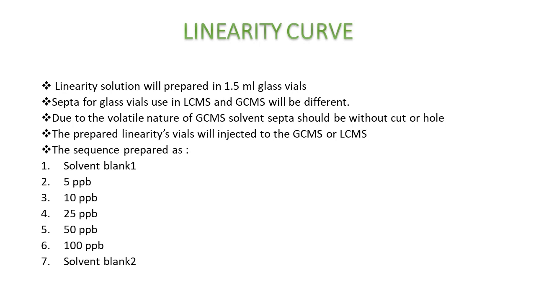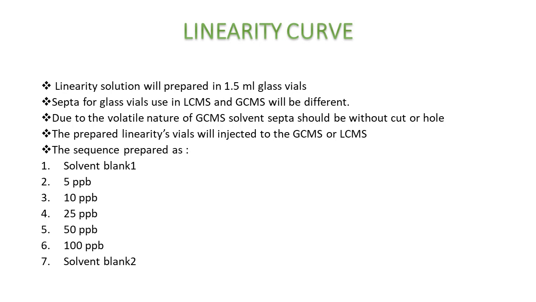Now let us see how the linearity curve is automatically prepared in the instrument. For that, the linearity solutions will be prepared in 1.5 ml glass vials. The septa of glass vials used in LCMS and GCMS will be different. Due to the volatile nature of GCMS solvent, the septa should be without cut or hole. The prepared linearity vials will be injected into the GCMS or LCMS instrument.